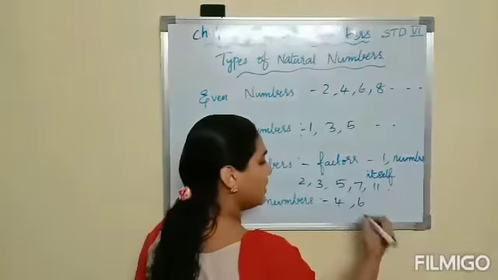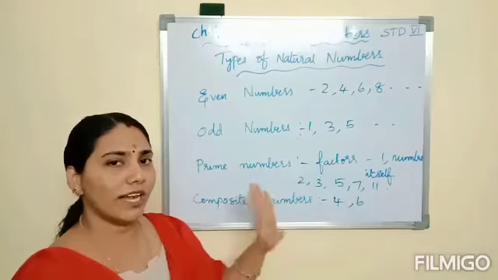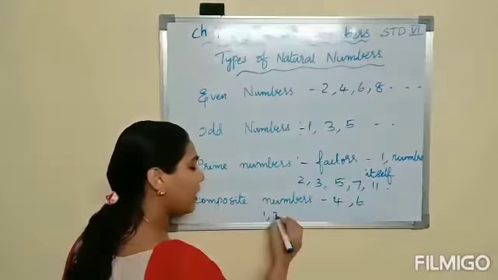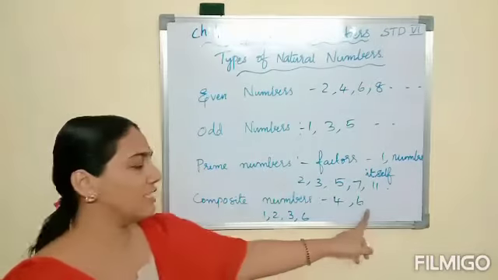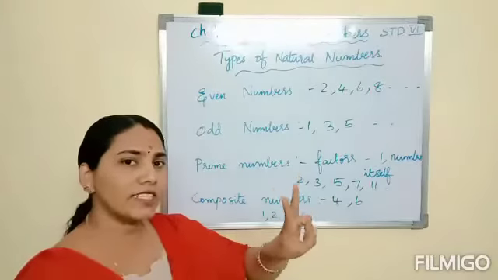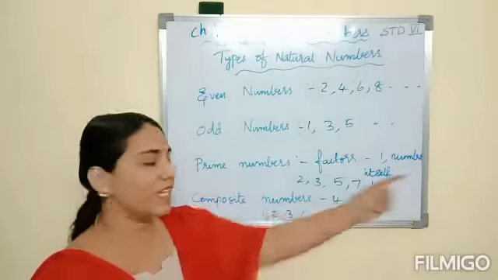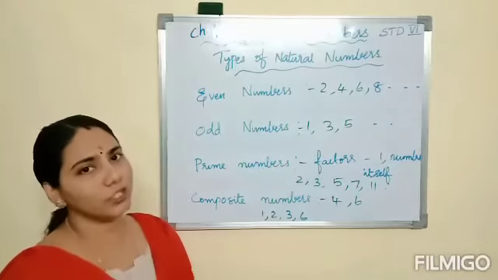Like that, 6. For 6, 1 and 6, then 2 and 3. For 6, which are all the factors? 1, 2, 3, 6. How many factors came? 4 factors came. So 6 is a composite number. So what is a prime number? For a prime number, only 2 factors are there, 1 and the number itself. And what is a composite number? A composite number will have more than 2 factors.